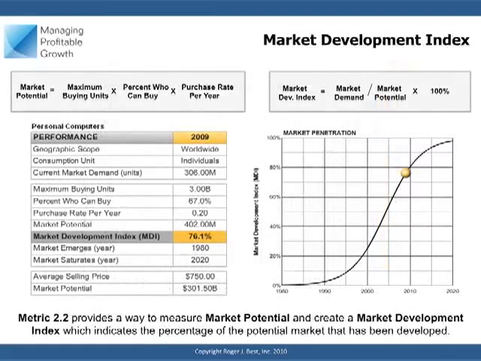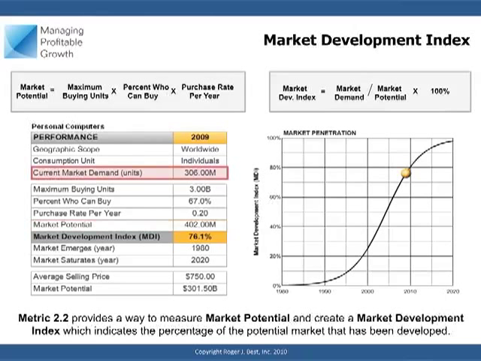Metric 2.2 in the Marketing Metrics Handbook provides a way to measure market potential and create a Market Development Index, the percentage of the potential market that has been developed. For the personal computer market, the market potential is estimated to be roughly 400 million units per year. Market demand in 2009 was 306 million. This puts the Market Development Index in 2009 close to 76%.